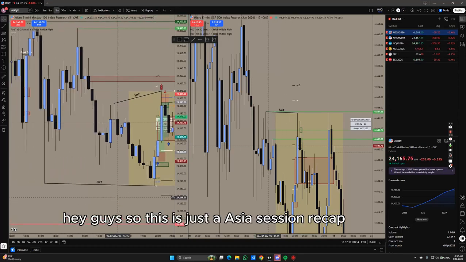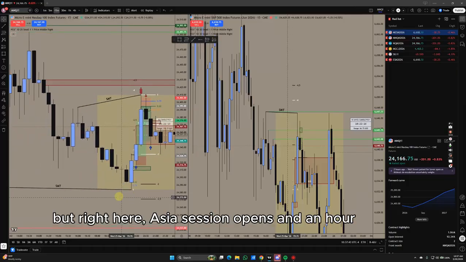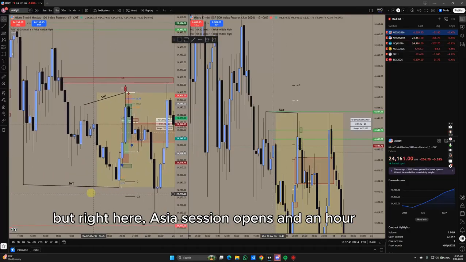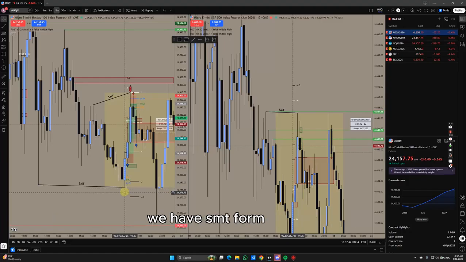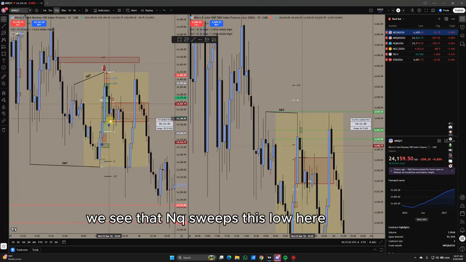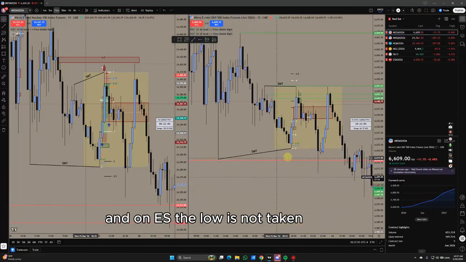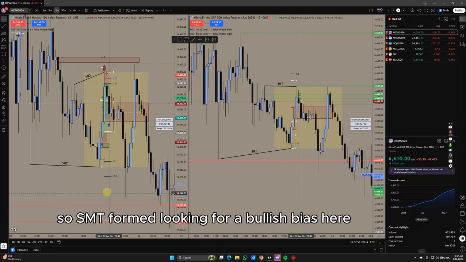Hey guys, so this is just an Asia session recap. I'll show you the total profits after, but right here, the Asia session opens and an hour and a half in, we have an SMT form. On NQ, we see that NQ sweeps this low here, and on ES, the low is not taken. So SMT form, looking for a bullish bias here.